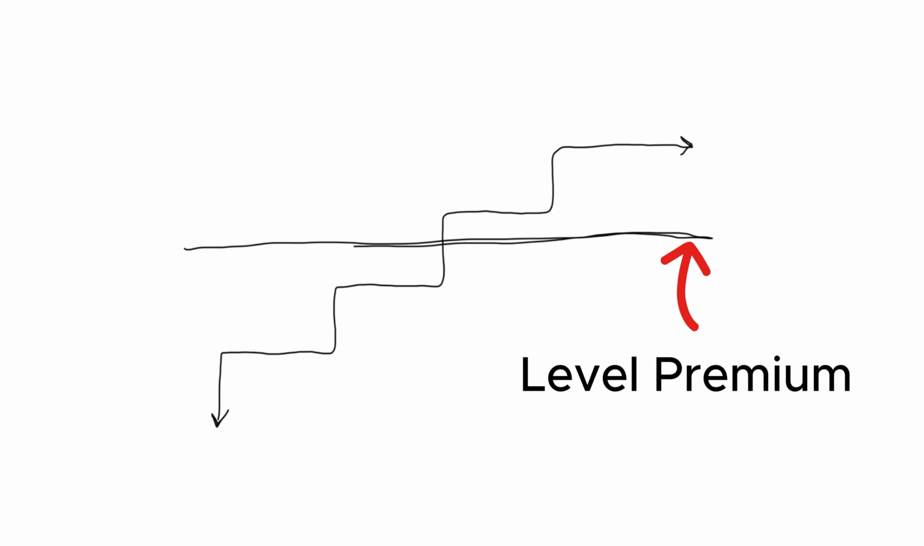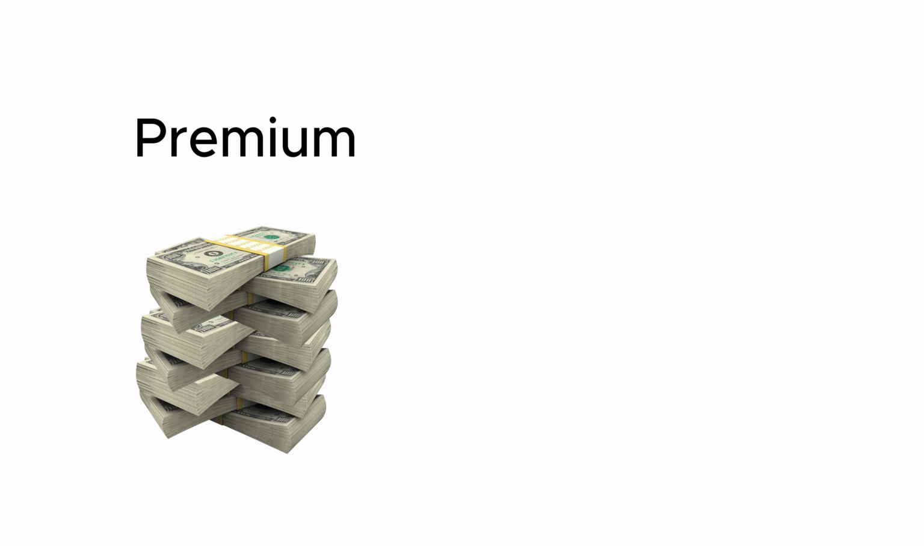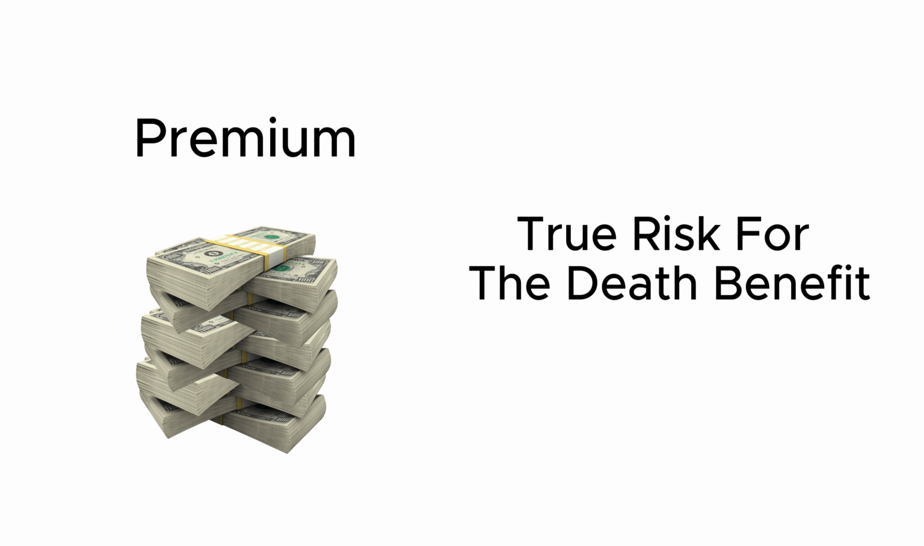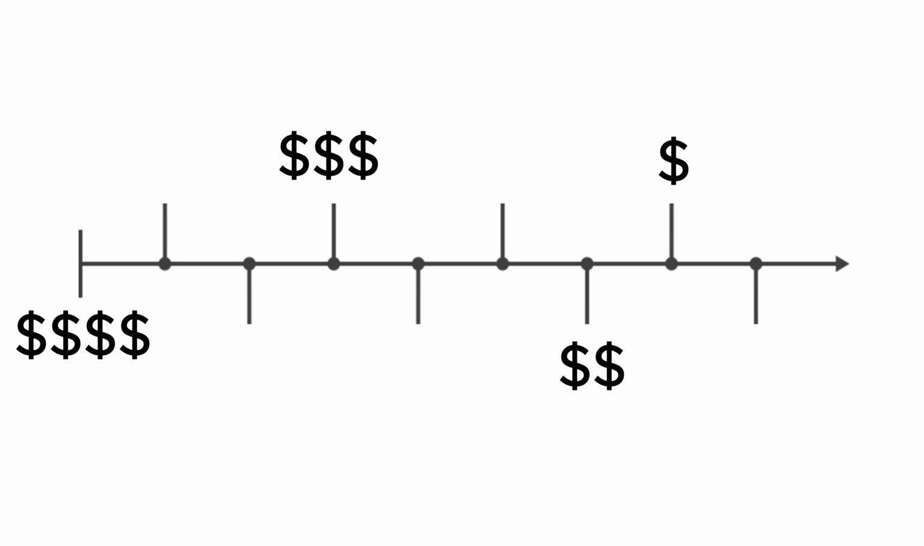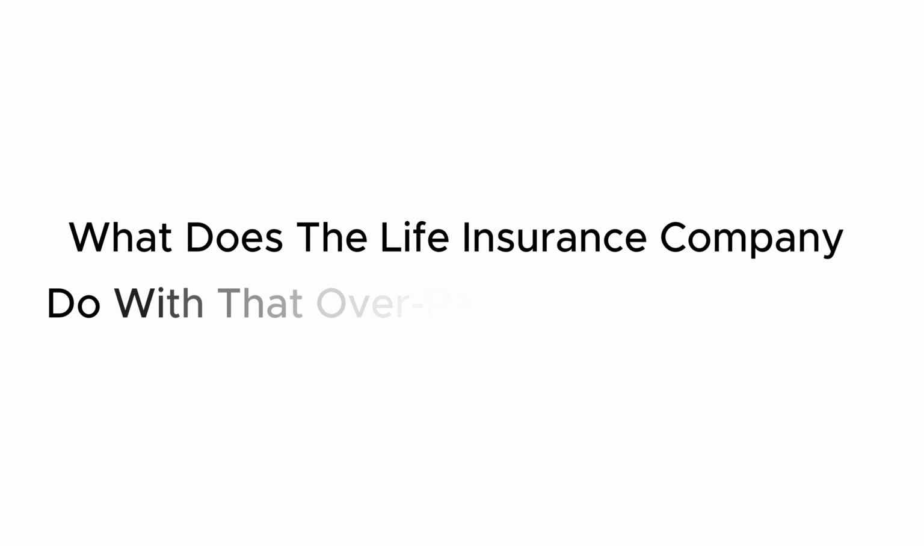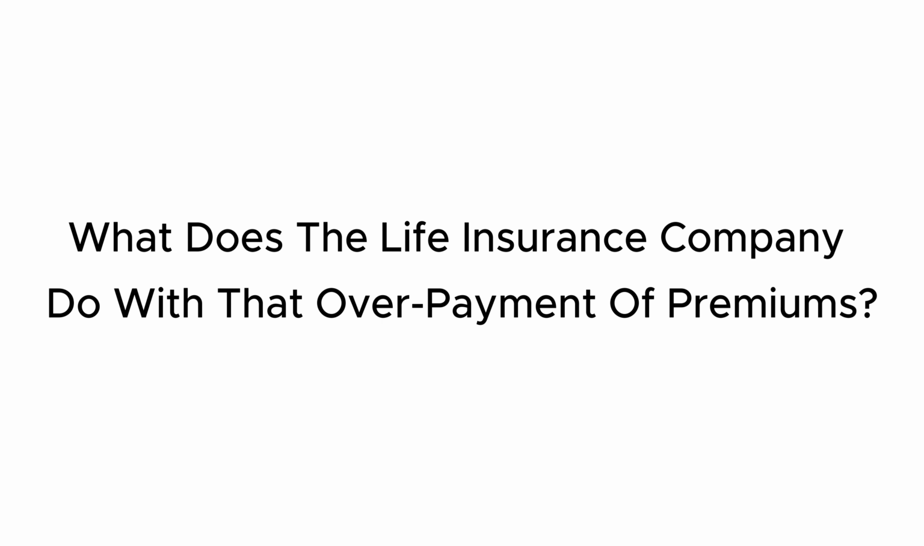And instead of having escalating premiums, you pay a level premium for life. And the way it's designed is in the first number of years, relative to the cost of term insurance, you're paying significantly more in premium than the true risk for the death benefit. Why do you do that? So later in life, you can pay significantly less. So what does the life insurance company do with that overpayment of premiums?